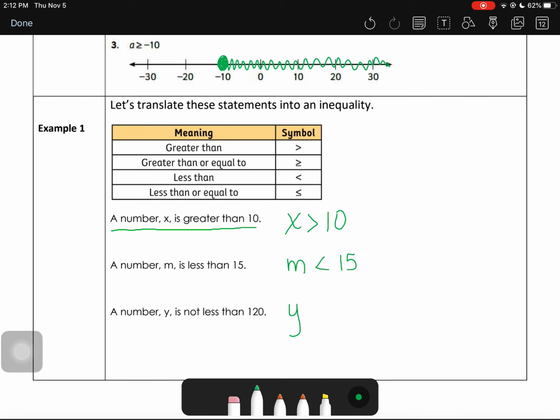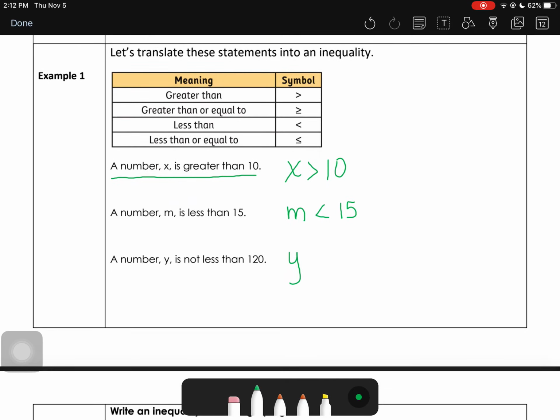A number y is not less than 120. So we could really do this one in two ways. It's not less than, so here's less than, and if it's not, we could draw a slash through it to be 120. But if it's not less than, it must be greater than or equal to 120. So we have two ways that we could write that one.